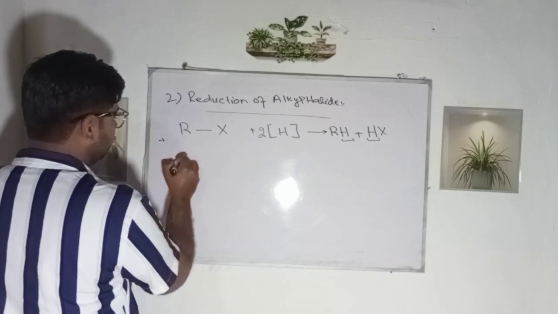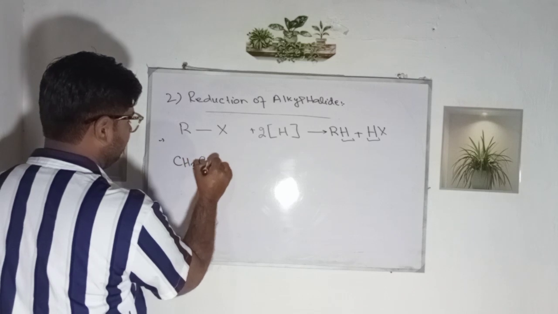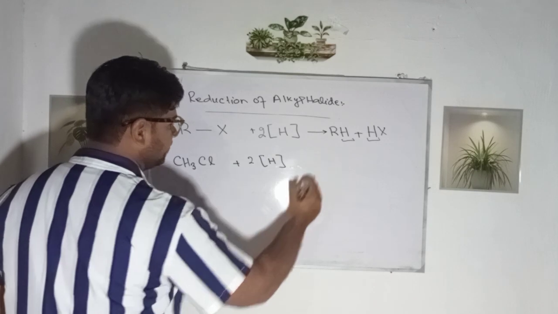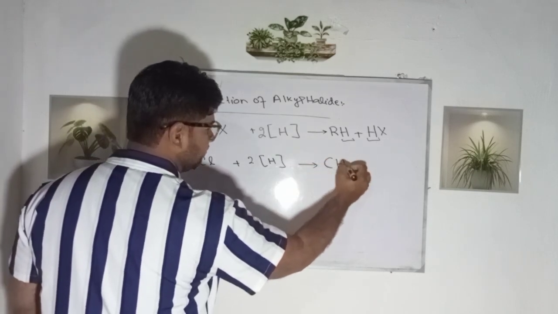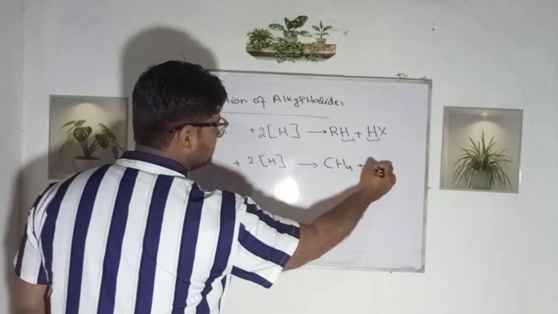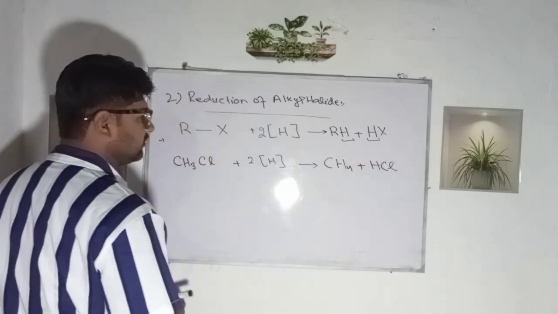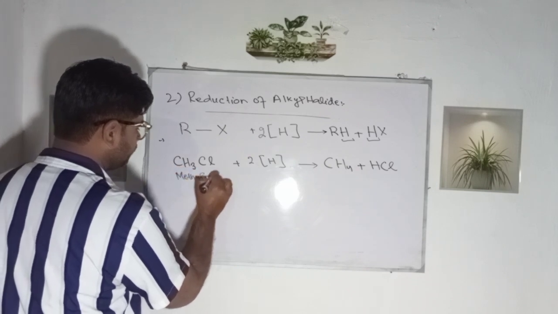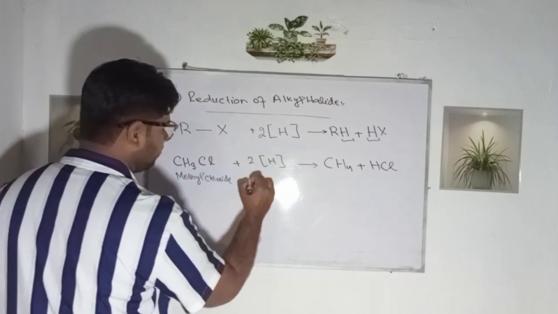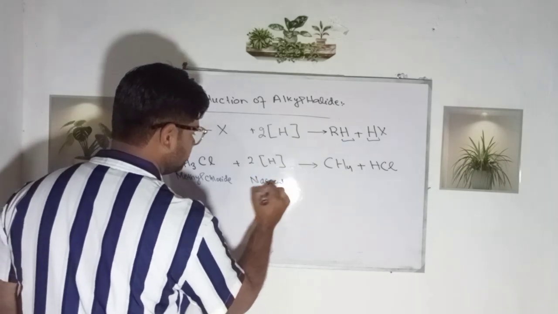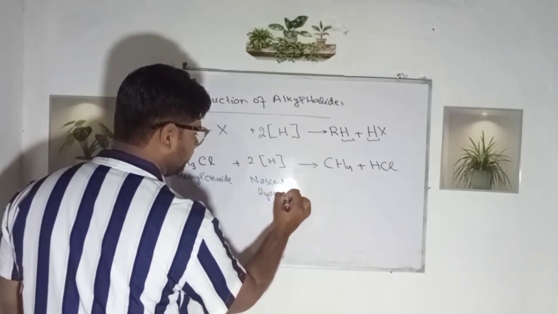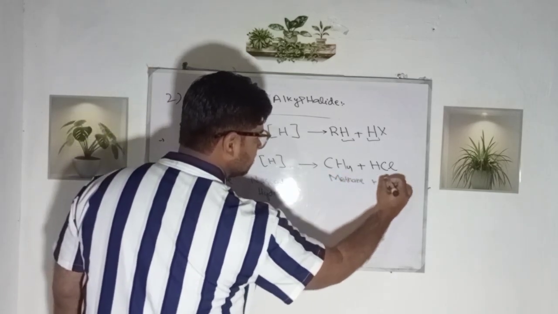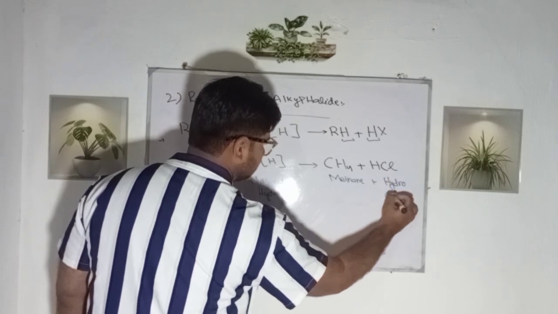For example, if we have an alkyl halide as methyl chloride and it will react with two nascent hydrogen atoms, it would give rise to methane CH4 with the release of HCl. So this was methyl chloride, and we had nascent hydrogen, which is atomic hydrogen, and it would give rise to methane plus hydrochloric acid.